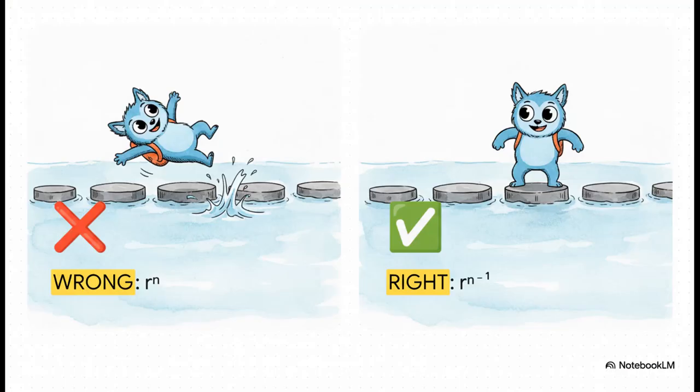This is, without a doubt, the number one mistake people make. It is so tempting to just use n as the exponent, but it's always n minus 1. Always. Just think about it. To get to the second term, you only multiply once. To get to the third term, you multiply twice. You always make one less jump than the term number you're trying to find. So remember, n minus 1.